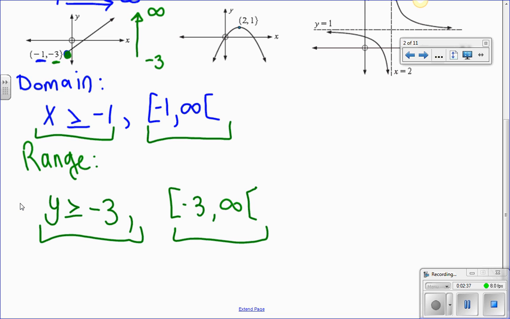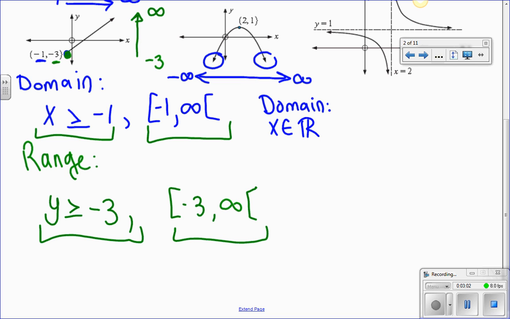Okay, this second one, the domain here. If we think about it, we've got arrows pointing in both directions. So the domain of this function is really from -infinity to positive infinity. X can be any real number. So we say domain is x is an element of the real numbers. It can be any real number.